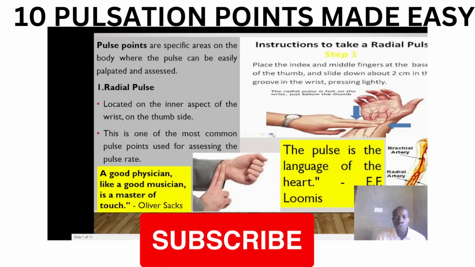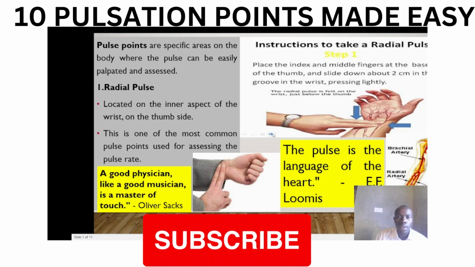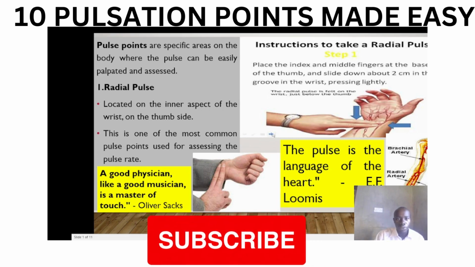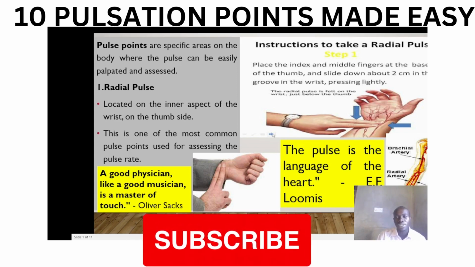Guys, here we are going to describe at least 10 pulsation points. So what are pulse points? These are specific areas on the body where a pulse can easily be palpated and assessed. Okay, and the most common one is the radial pulse. This one is located on the inner aspect of the wrist on the thumb side. Okay, this is one of the most common pulse points used to assess the pulse rate.